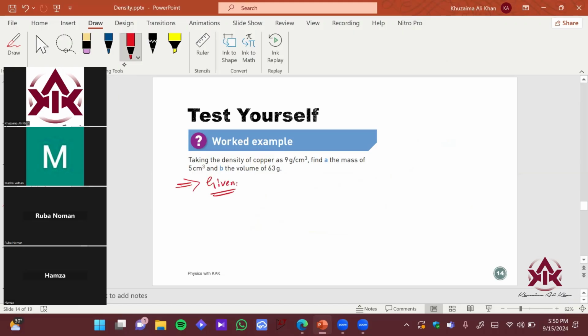So given the density of copper, okay? That is 9 gram per centimeter cube. So in part A, it says that if the volume of copper is given, that is 5 centimeter cube, what would be the mass of the copper, right? So write down data like this. And quickly, I'm gonna give you 2 minutes to solve both the parts.